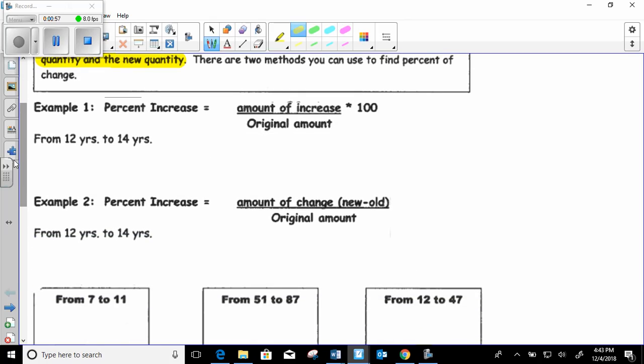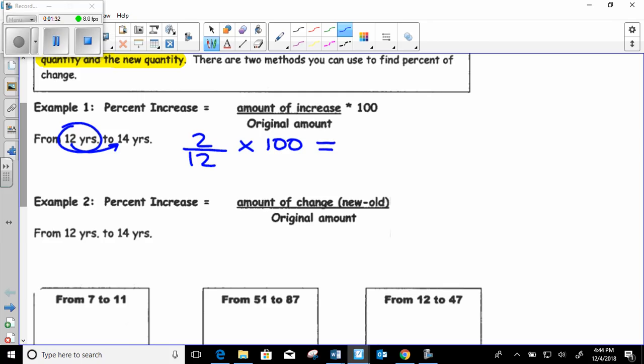For the first example, we're going to use the percent of increase. You're going from 12 years to 14 years, and we're going to use the formula: amount of increase over original amount times 100. The amount of increase, going from 12 to 14, would be 2, and the original amount is 12 years. You're going to divide that, then multiply by 100.